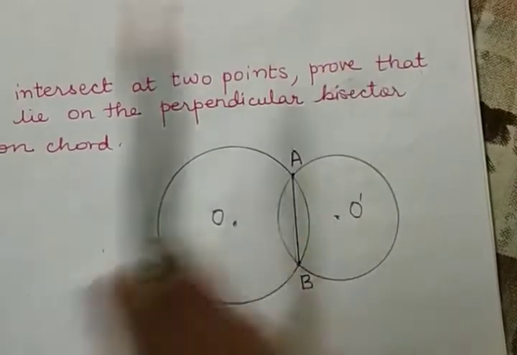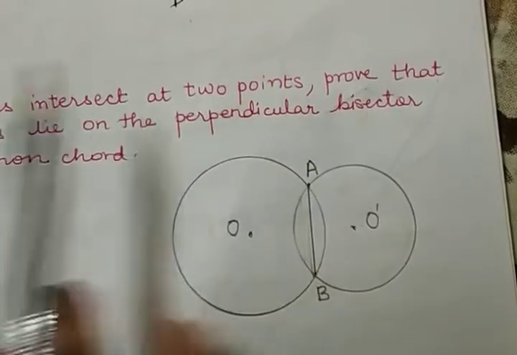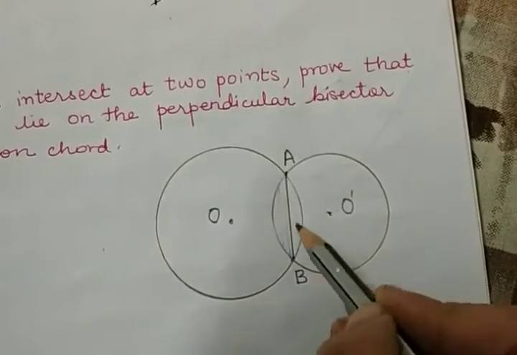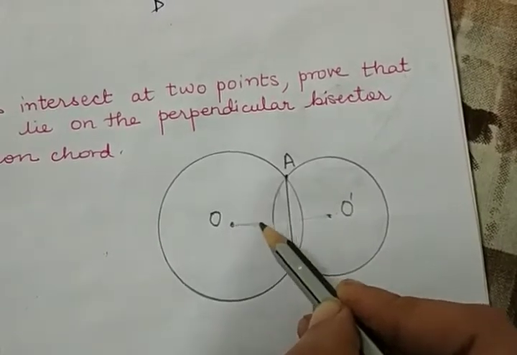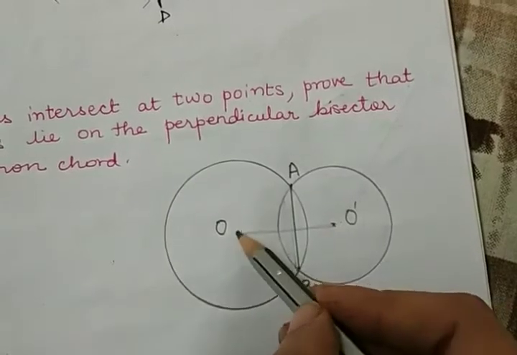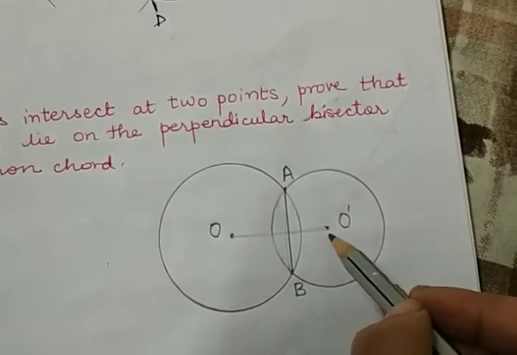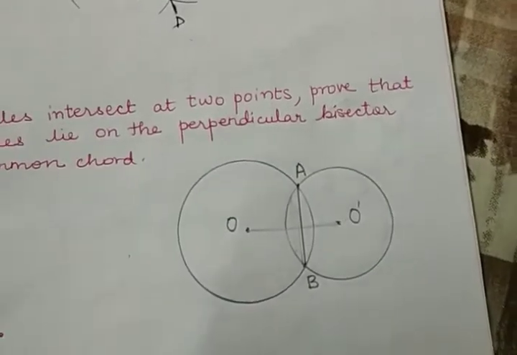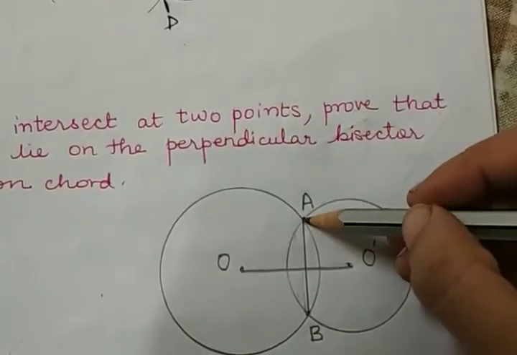Now you have to prove that the centers of these two circles lie on the perpendicular bisector of the common chord. So what is the perpendicular bisector of the chord? If you join these two centers, then you have to show that this line is a perpendicular bisector of the common chord. So the centers lie on the perpendicular bisector of the common chord means this line joining the centers is a perpendicular bisector. So I have to show that this line is a perpendicular bisector.